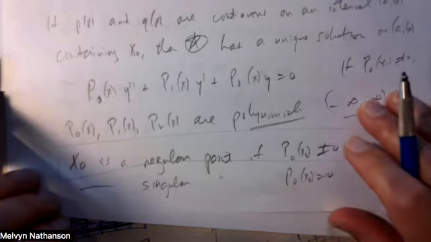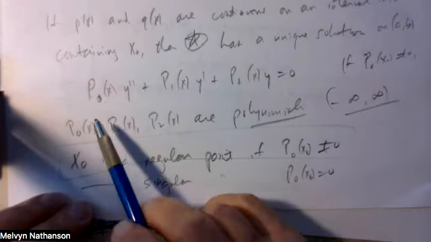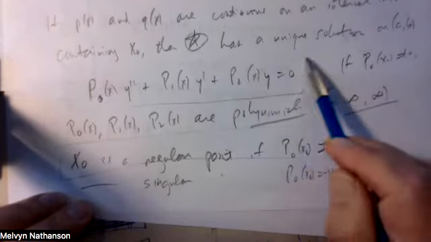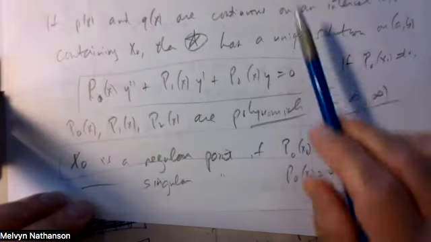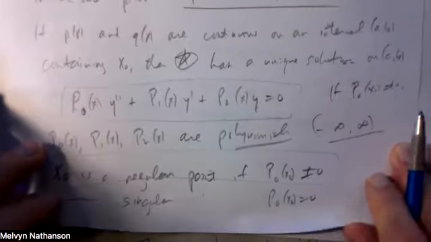And there's going to be a solution. And there's a theorem which says, we're not going to prove it because that's much more advanced analysis, that if you have a regular point, you can always find a solution of the differential equation that satisfies your initial condition and is a power series in x minus x naught.